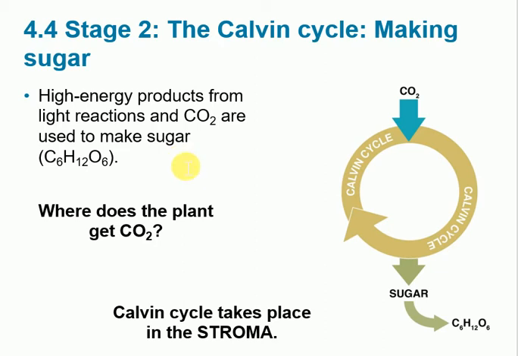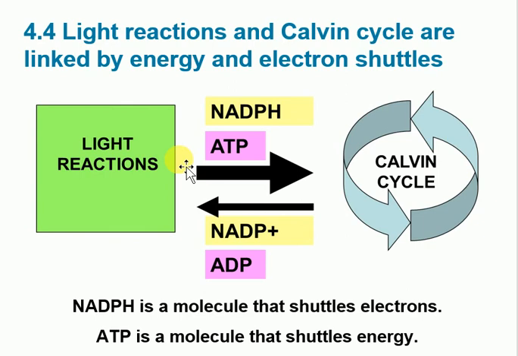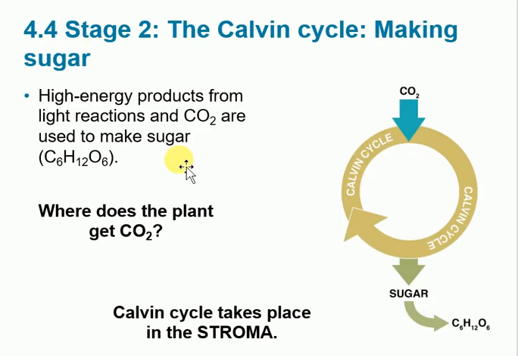The first part is the light reaction, and the second part is the Calvin cycle. Light reaction, you end up making NADPH and ATP. Calvin cycle, you use the carbon dioxide and what you got from the first reaction, and you end up making sugar. The Calvin cycle happens in the stroma.